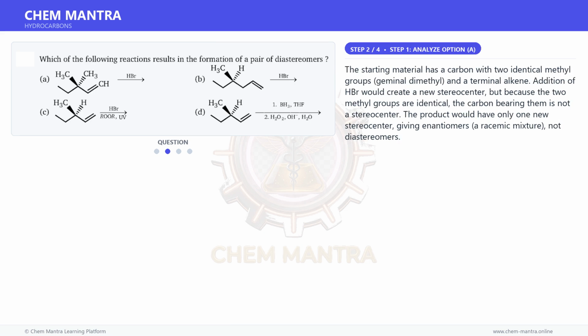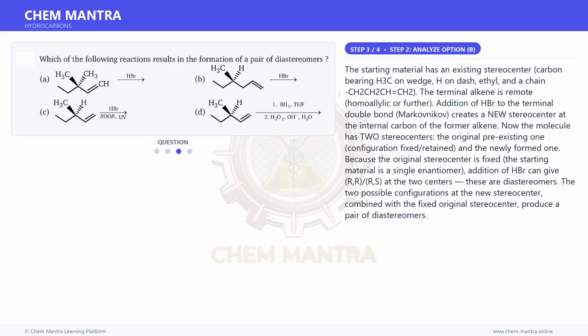Moving on to the next step. The starting material has a carbon with two identical methyl groups, geminal dimethyl, and a terminal alkene. Addition of HBr would create a new stereocenter, but because the two methyl groups are identical, the carbon bearing them is not a stereocenter. The product would have only one new stereocenter, giving enantiomers, a racemic mixture, not diastereomers.